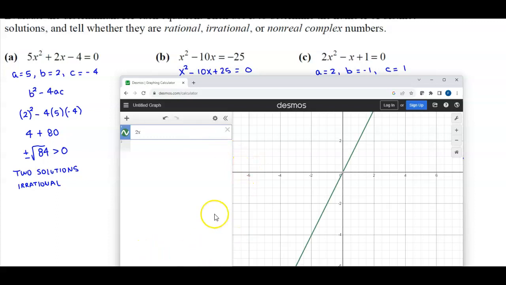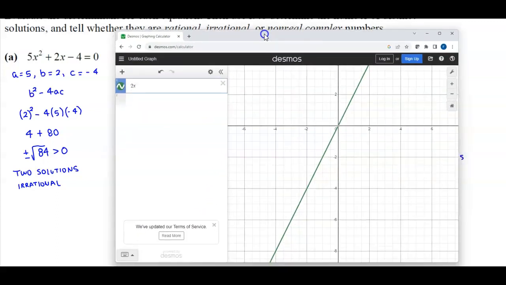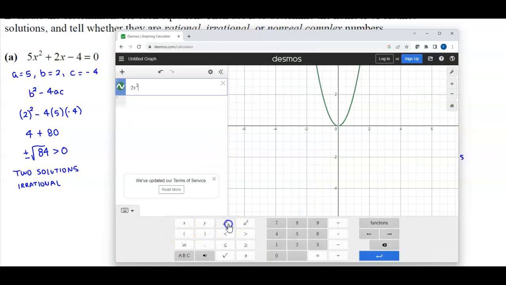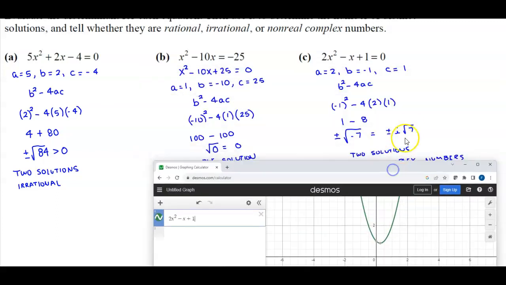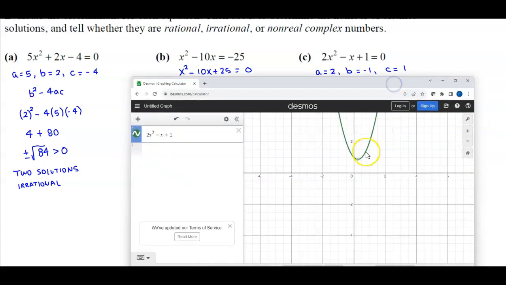So if we put in 2x squared minus x plus 1, you can see here that the parabola does not cross the x-axis, which means we do not have real solutions. We still have two imaginary solutions, but it's the square root of 7, which technically is going to be two imaginary irrational solutions. But therefore, since it doesn't cross the x-axis, you can see and verify that.